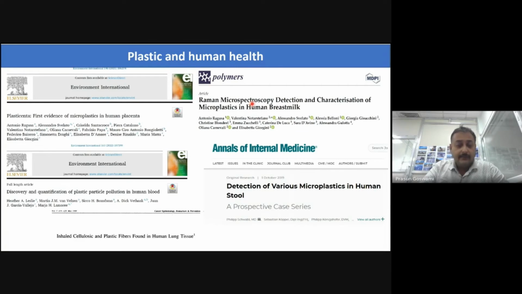So it's not just about the environment. Even humans nowadays are not safe from plastic pollution. It was way back in 1998 that microplastic fiber was detected in human lung tissue. And recently, as you can see here, plastic has been detected in human blood, human placenta, embryo, even breast milk, and also in the digestive system.